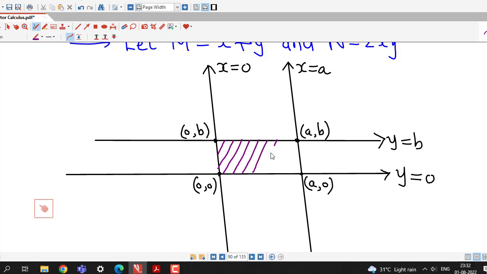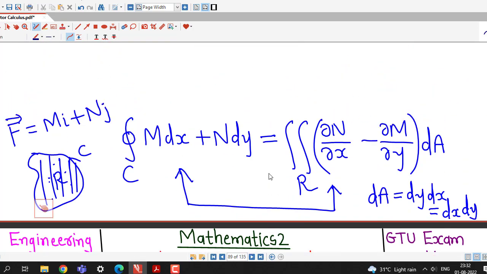The interior of the rectangle is the region R of integration. So the double integral will be considered over this region R, which is a rectangle, and the boundary of this region is our curve C. So curve C is the union of 4 line segments. So curve C has different representations along all these different line segments.